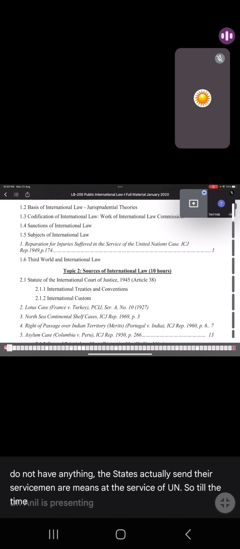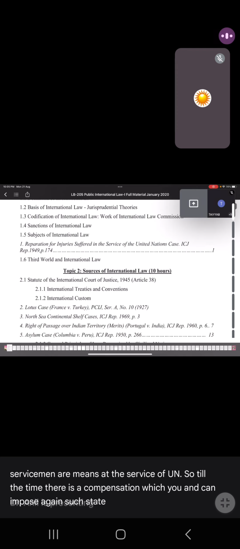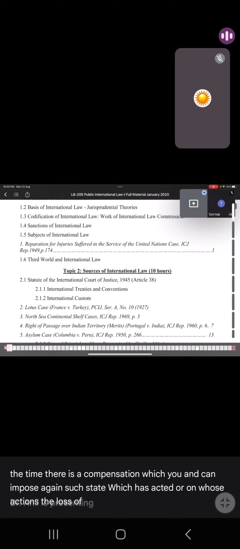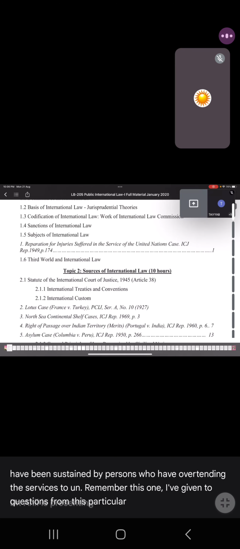The states actually send their servicemen, armies at the service of UN. So there is a compensation which UN can impose against such state on whose actions the loss of life has been suffered or injuries have been sustained by persons who were tendering the services to UN. Remember this one? I've given two questions from this particular topic.